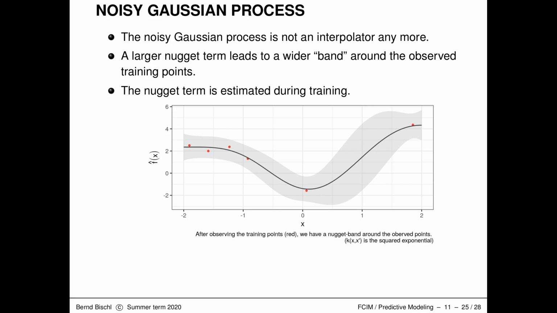Of course, now this noisy Gaussian process is not an interpolator anymore. It's a true regression function, where this mean function truly is a regression that doesn't pass exactly through our training data points anymore. And the larger we make the nugget term, the wider these noise bands, or uncertainty bands, become around the observed training points. And if you're wondering, do I have to pre-specify this nugget term now? No, you can also estimate this during training, and I will show you later how this works when I also discuss how to estimate the covariance function hyperparameters through Gaussian process training.